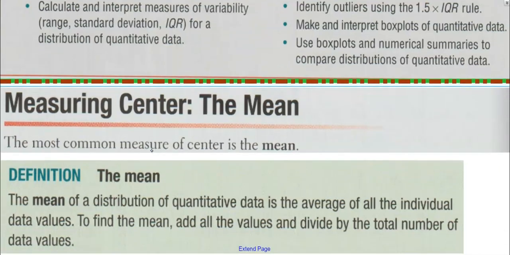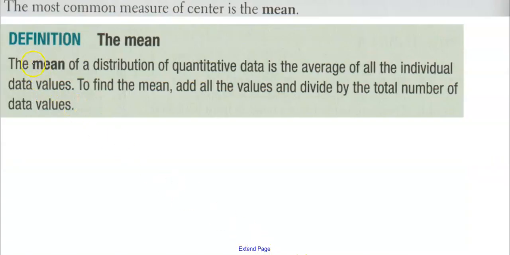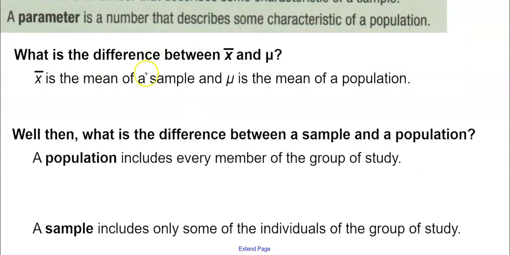All right, so when we talk about the center of our data, it's usually going to be one number that we use to describe an entire data set. And one of the ways we do that is with the mean. Mean is very common when we are describing our data. We like means. This is a word that you have heard before. So the mean of a distribution of quantitative data is the average of all the individual data values. To find the mean, add the values and divide by the total number of data values. That's on the right below it.